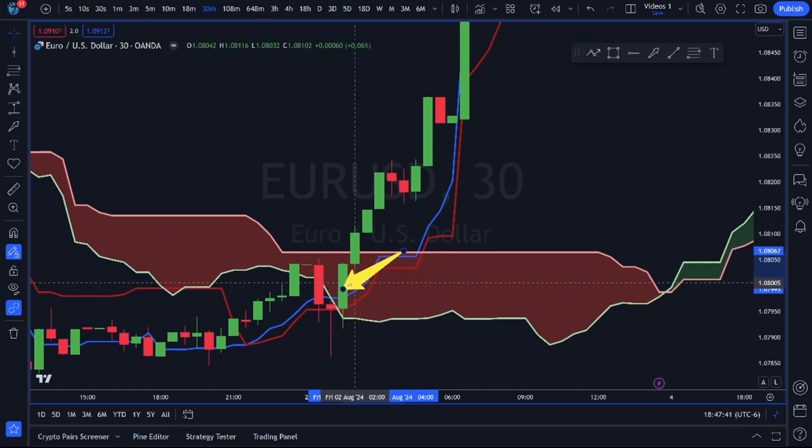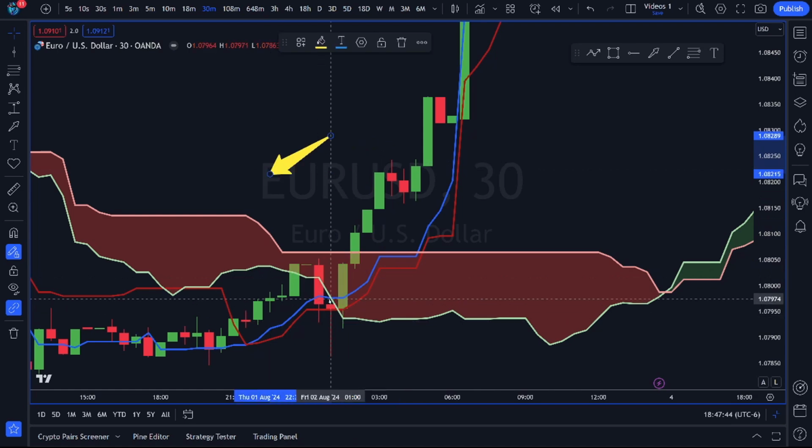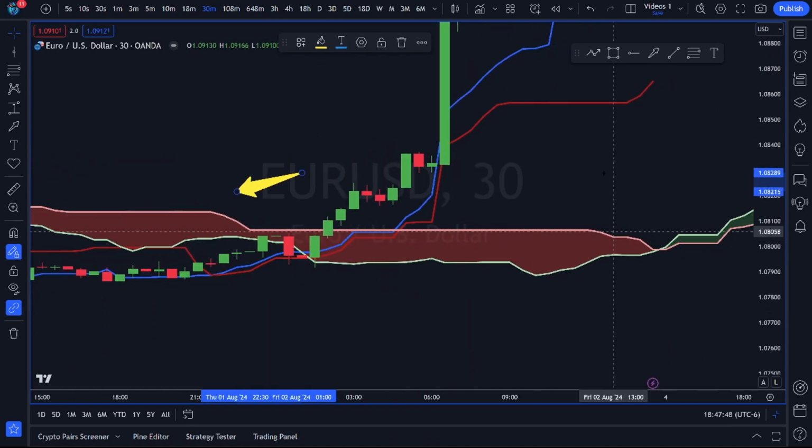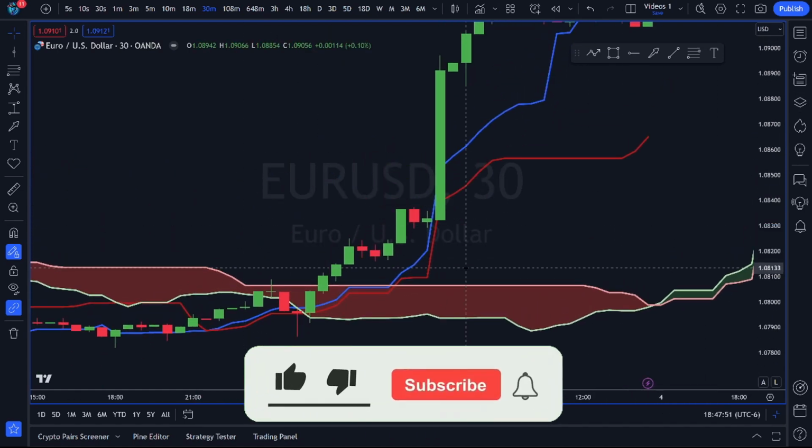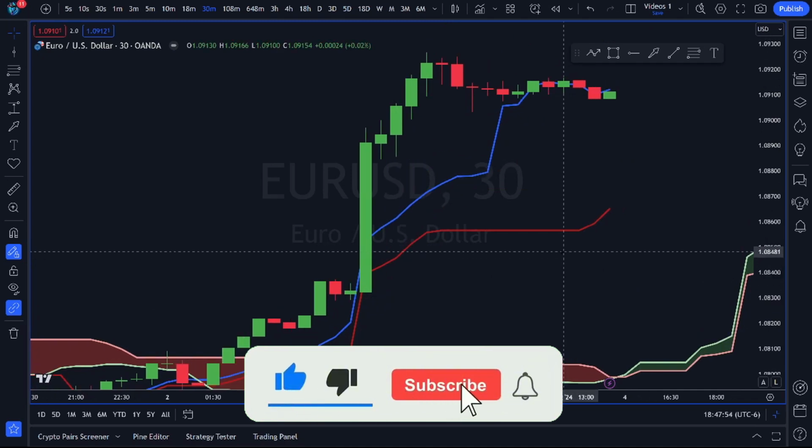So you want to look at prior candles as to where the baseline and conversion line are. Another useful thing about the Ichimoku cloud is that the baseline, the Kijun-sen, the red, acts like a magnet to price.